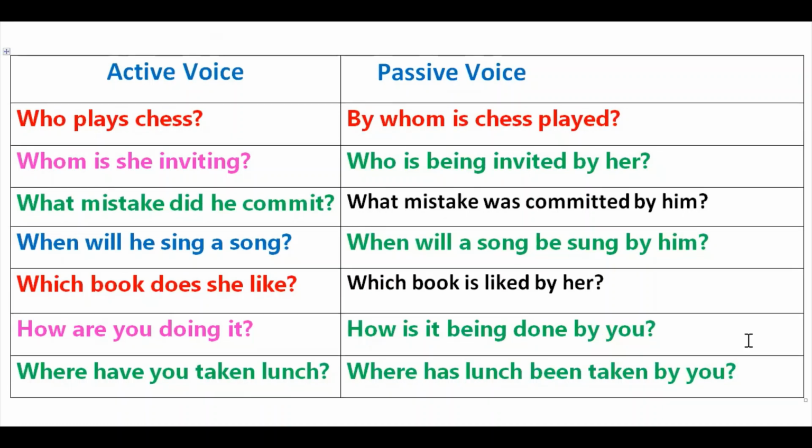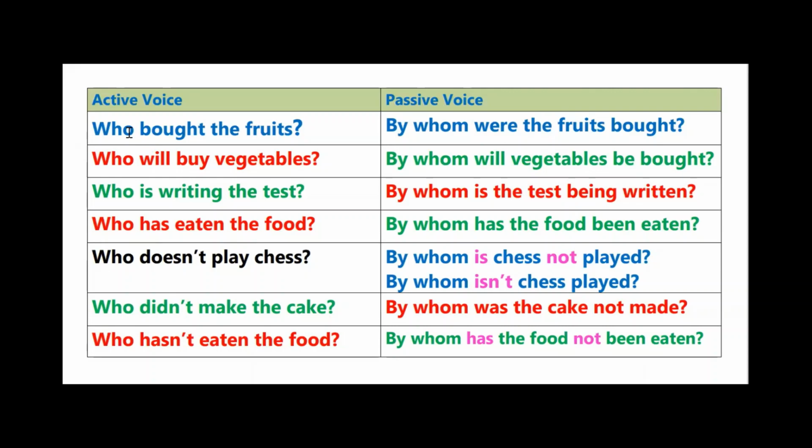Friends, I hope you have understood how do we write questions in passive voice. So these are the who questions. All who questions become by whom in passive voice. Who bought the fruits becomes by whom were the fruits bought. Who will buy vegetables? By whom will vegetables be bought?